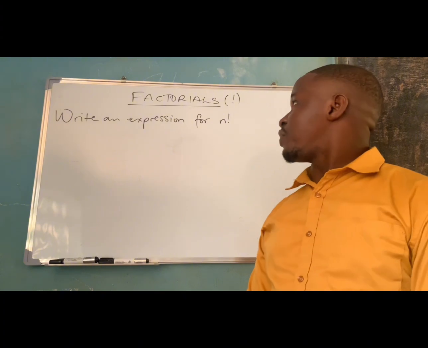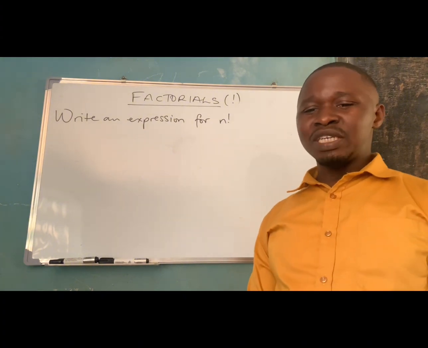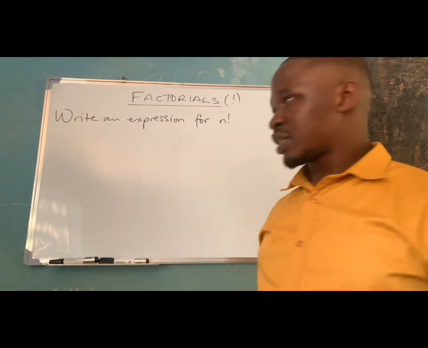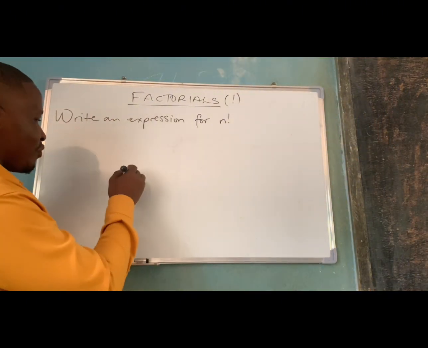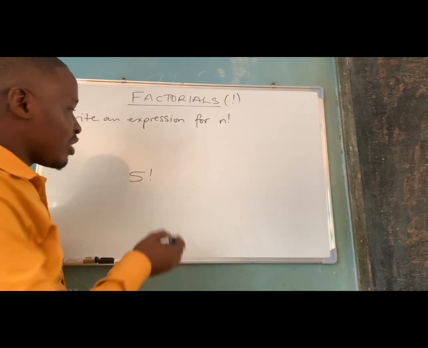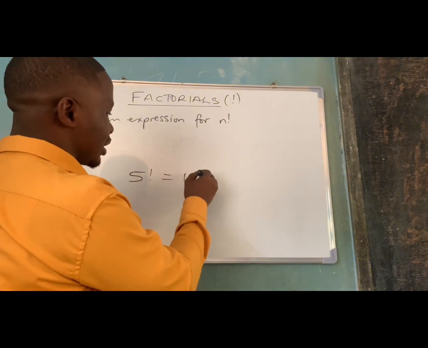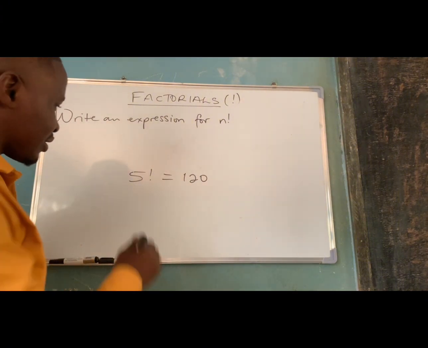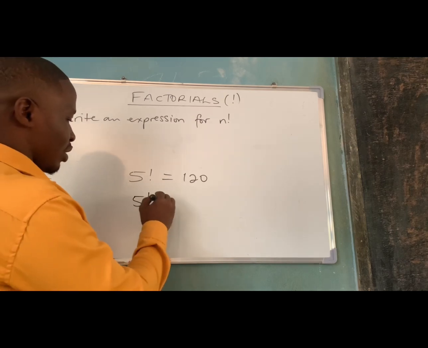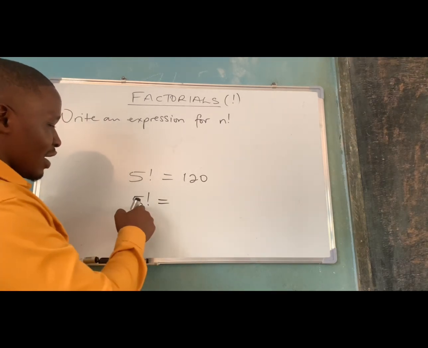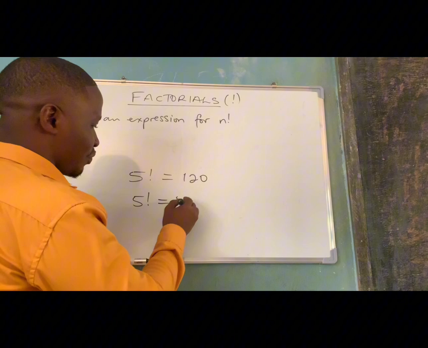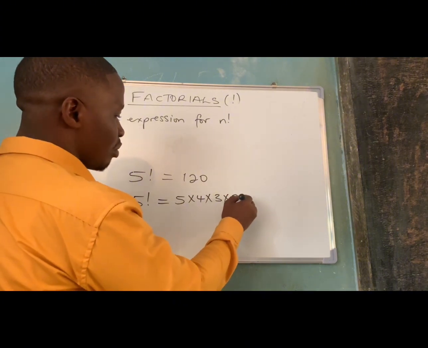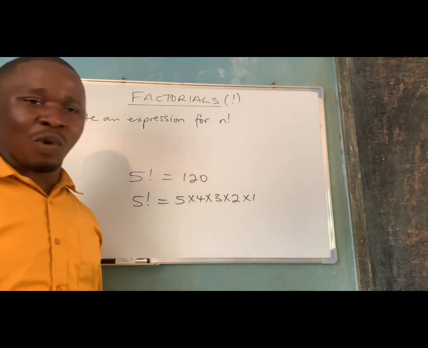This is another one for factorials, but this time around we deal with variables. Because if we say 5 factorial, you already know that 5 factorial is 120. How is 5 factorial equal to 120? 5 factorial is equal to 120 because 5 factorial can be expressed as 5 multiplied by 4 multiplied by 3 multiplied by 2 multiplied by 1.